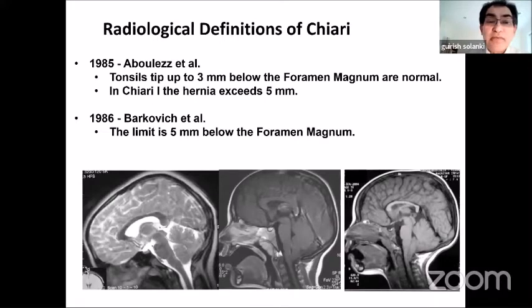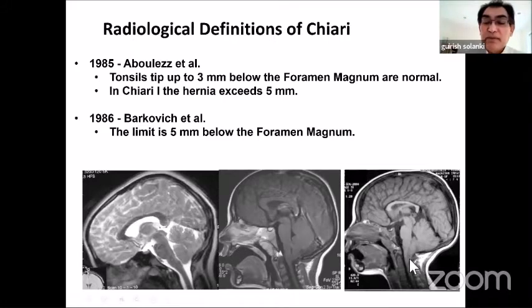So starting with the definition, of course, the definitions have changed over time as well, but I think the well-accepted definition now is the one given by Barkovich in 1986, that the limit of 5 millimeters of tonsillar descent below the foramen magnum is considered as a Chiari malformation, as we call it. And you can see on this image that there are various types of hindbrain hernia. So the progression means that there is a further descent of the tonsillar hernia.